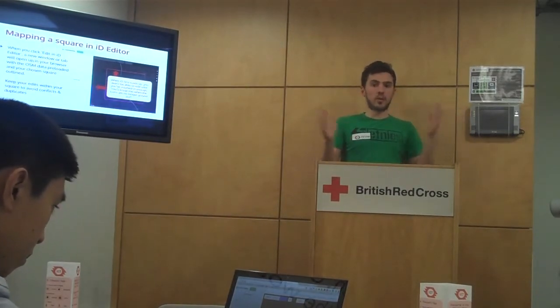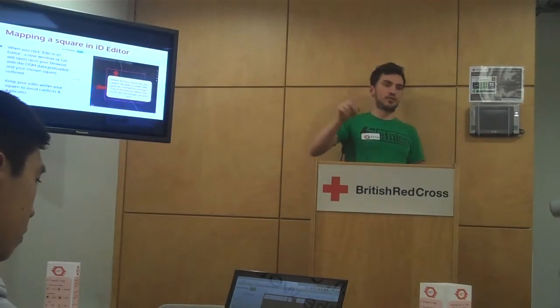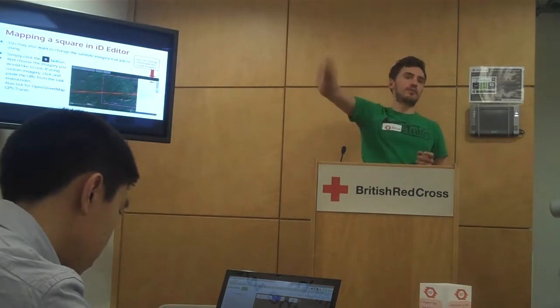So try and keep within your square at all costs, really. And if you do end up going outside of the square, save straight away. Save. The iD editor on the right hand side, you've got a series of different options.